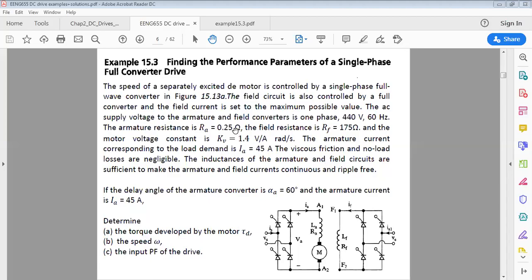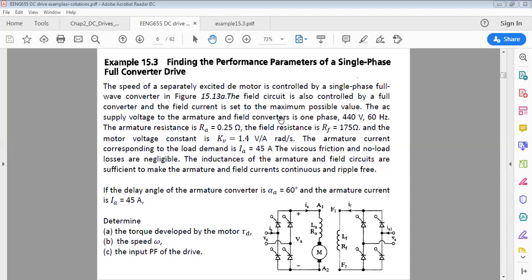Example 15.3, it's about finding the performance parameters of a single-phase full converter drive. So we have a full converter drive for the armature and a full converter drive for the field. And here we are given that input voltage is one phase 440 volt RMS 60 Hertz. The armature resistance is 0.25, RF is 175 ohm, kV is 1.4, and load current IA equals 45 ampere.